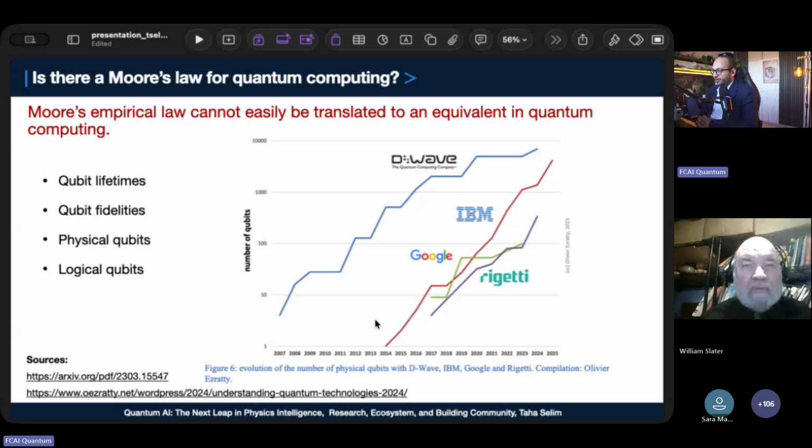So William Slater has already shared a very nice post about Moore's law, and of course the question becomes: do we have a Moore's law for quantum computing? To answer this, we need many inputs, like the qubit lifetimes, the qubit fidelities, the physical qubits, and the logical qubits.